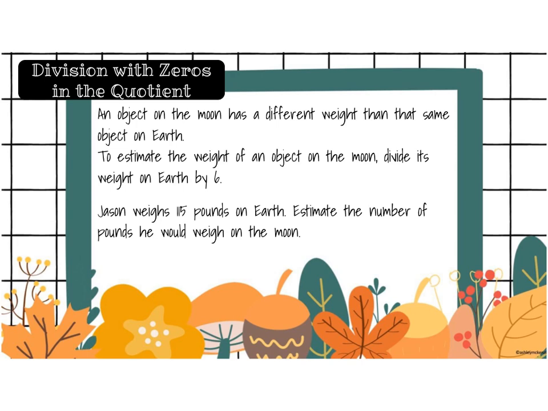An object on the moon has a different weight than that same object on Earth. Because of what? Gravity. It weighs lighter. To estimate the weight of an object on the moon, divide its weight on Earth by 6. So Jason weighs 115 pounds on Earth. Estimate the number of pounds he would weigh on the moon.